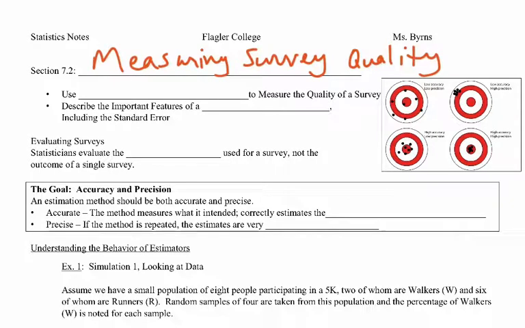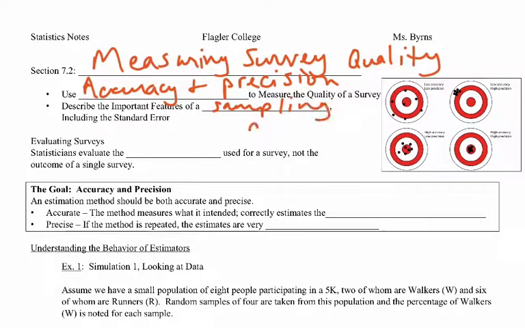So first of all, there's two terms we want to keep in mind as we go through this section: accuracy and precision, to measure the quality of a survey, describing the important features of what's called a sampling distribution, including something called the standard error. Okay? So it says evaluating surveys.